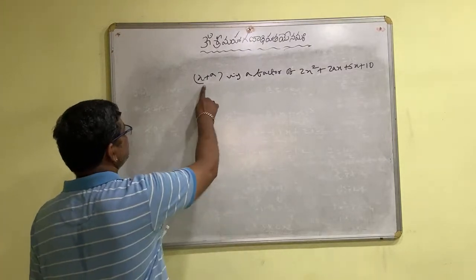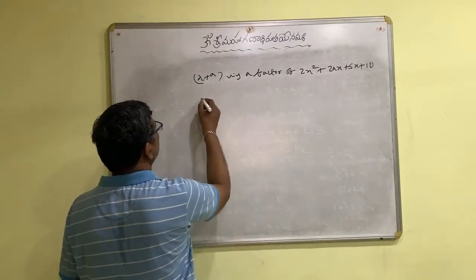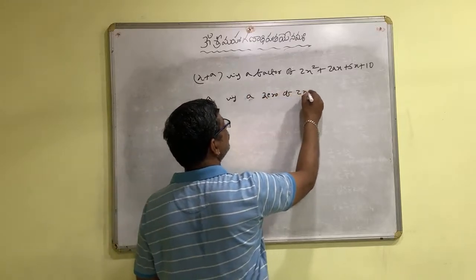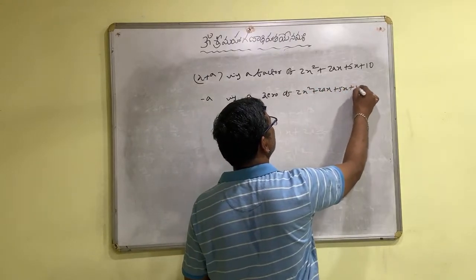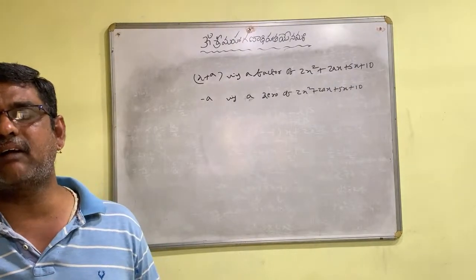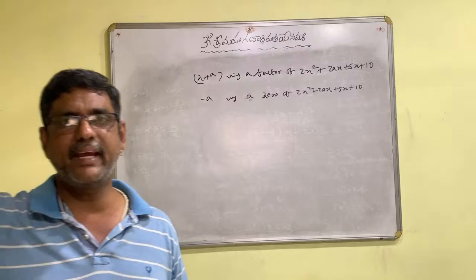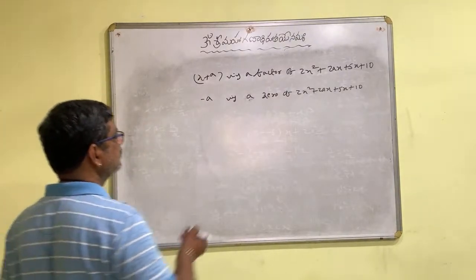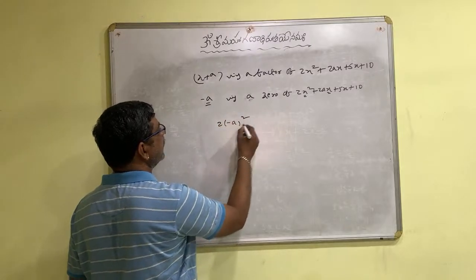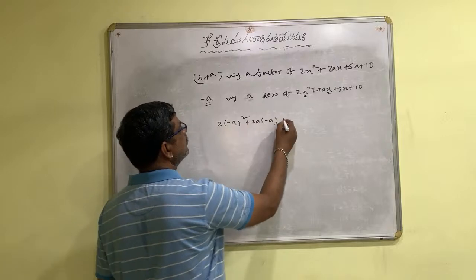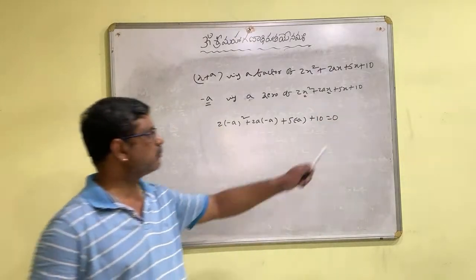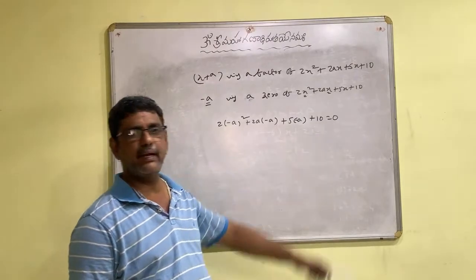X plus a is a factor of this polynomial. Then minus a is a 0 of 2x square plus 2ax plus 5x plus 10. So minus a is a 0. Then we can replace negative a in the place of x. 2 into negative a whole square plus 2a into negative a plus 5 into negative a plus 10 is equal to 0. Why do we have to put 0?